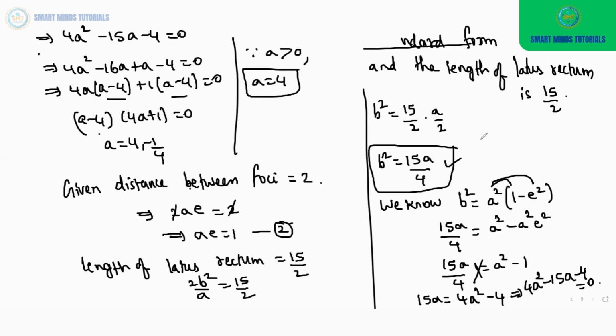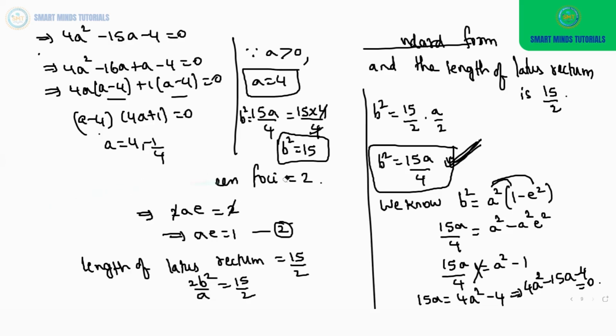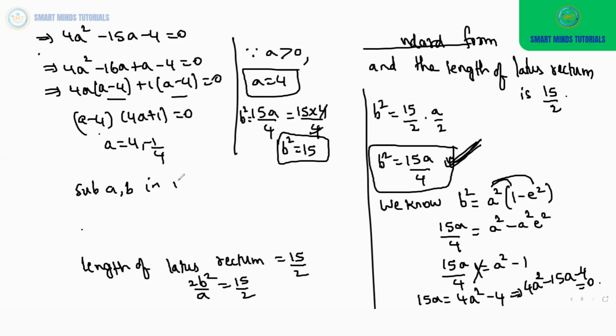Now from this box you see, we got b square is 15a by 4, no? b square is equal to 15a by 4. That is 15 into 4 by 4. 4 cancels. You get b square value as 15. Now substituting a, b in equation number 1. So x square by 16 plus y square by 15 is equal to 1.